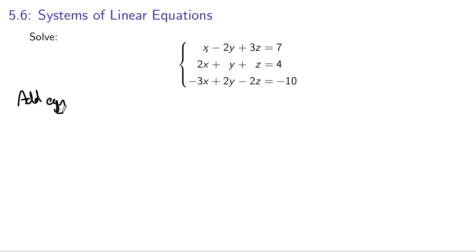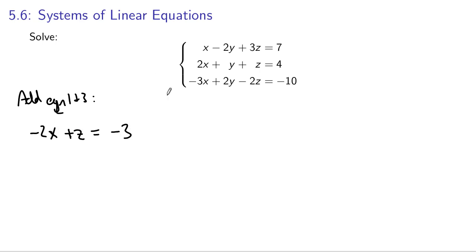So let's add equations 1 and 3. We'll get x plus negative 3x is minus 2x. Minus 2y plus 2y is 0. 3z plus negative 2z is z. 7 plus negative 10 is negative 3. Okay, so we have an equation here with x and z.